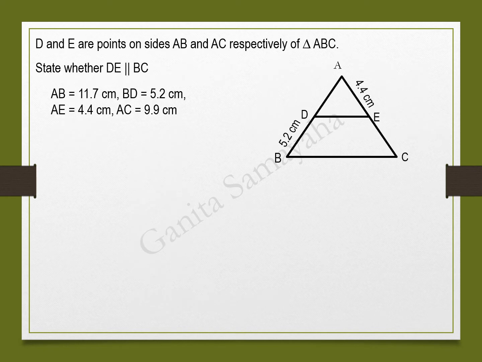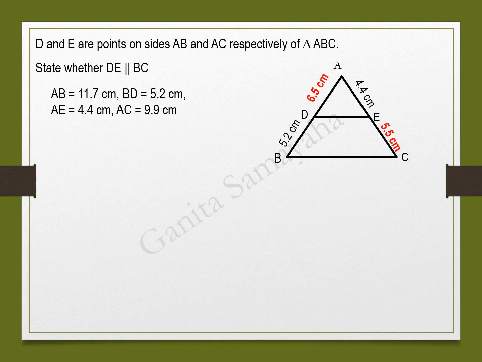D and E are points on sides AB and AC respectively of triangle ABC. So you are given some measurements. You are given AB as 11.7 and BD as 5.2. So what will be AD? 6.5. So also you are given AC as 9.9 and AE as 4.4. So what will be EC? 5.5. So we are asked to prove if DE is parallel to BC.